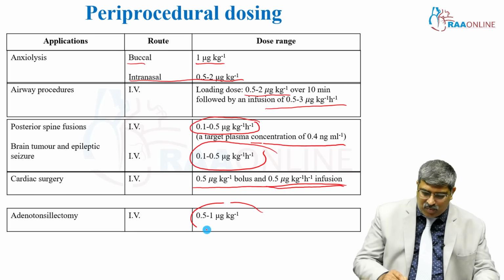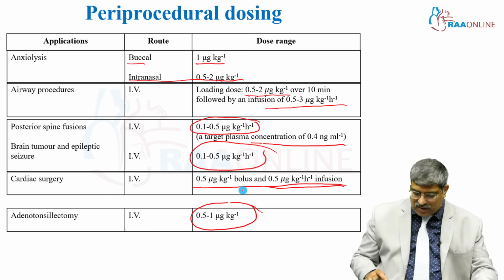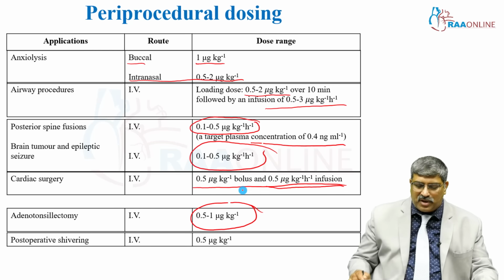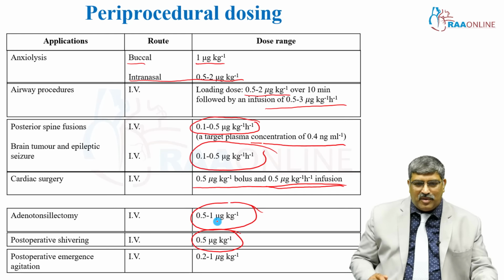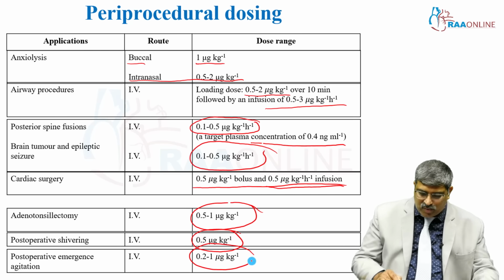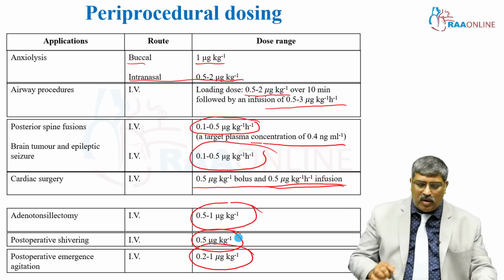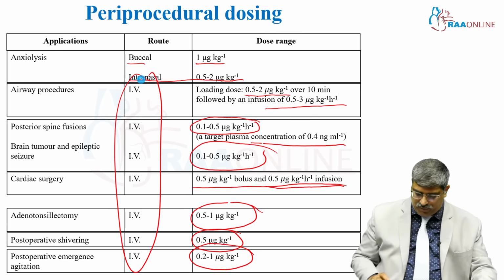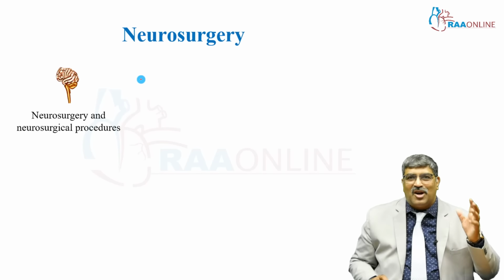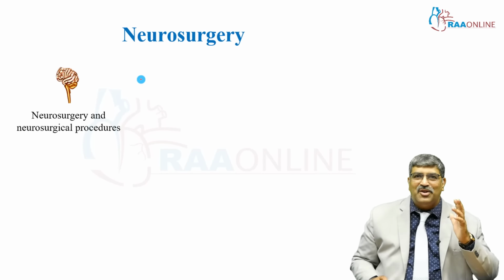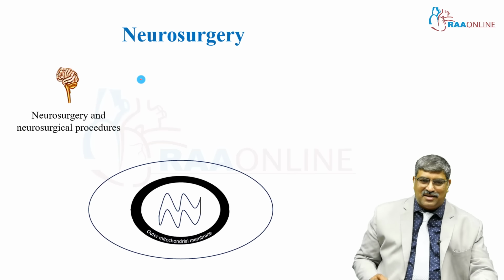Adenotonsillectomy, it is 0.5 to 1 microgram per kilogram, and in postoperative shivering, it is 0.5 microgram per kilogram. In emergence, it is 0.2 to 1 microgram per kilogram, all given in IV route. Coming to neurosurgery. How dexmedetomidine is a neuroprotective agent.